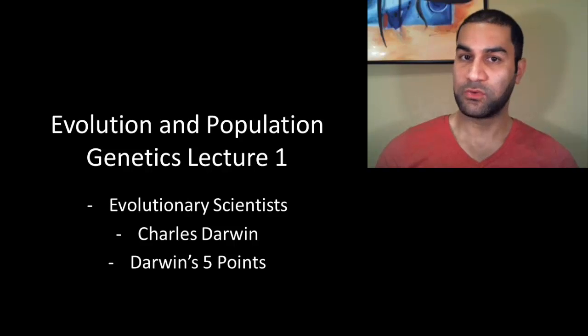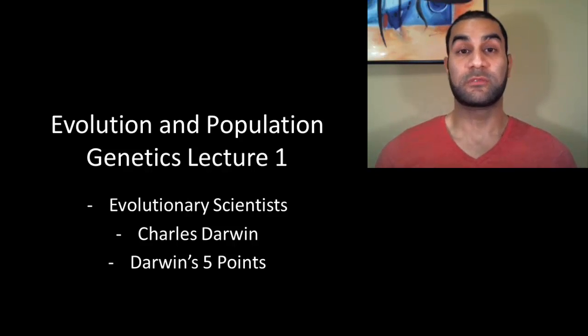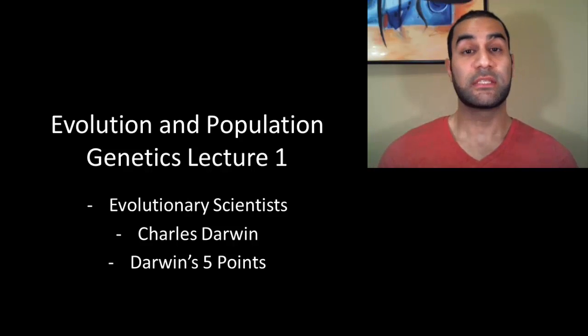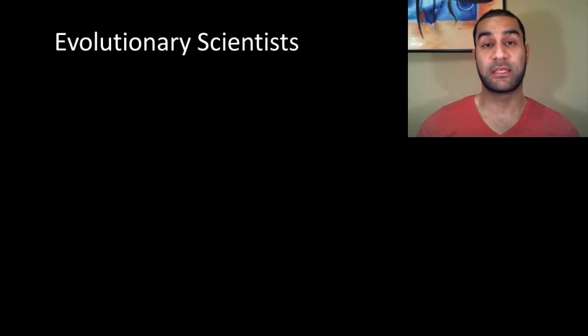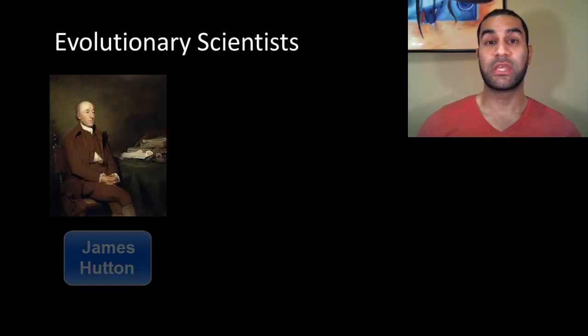And then we're going to get right into it and talk about those actual 5 points to discuss Darwin's basic idea of natural selection and his concept of how species have changed over time. So let's get started by talking about some basic evolutionary scientists that were putting things together around the time of Charles Darwin. The first one we're going to talk about is named James Hutton.